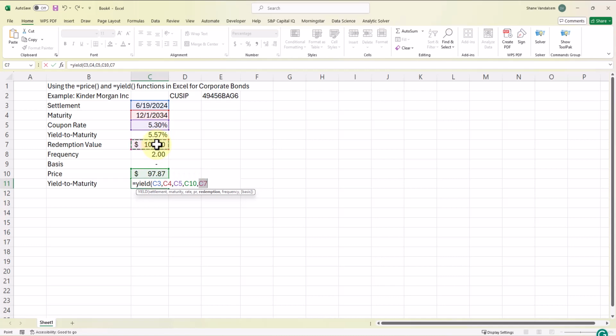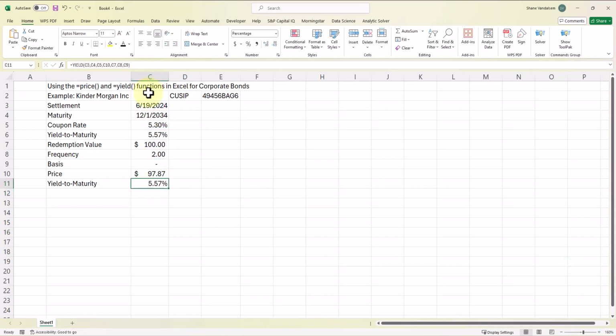Redemption is $100. The frequency is 2. And then finally, the basis, again, is that 30/360. Close our parentheses out, and we get the same answer here. The yield to maturity, 5.57%. Yield to maturity of 5.57%.